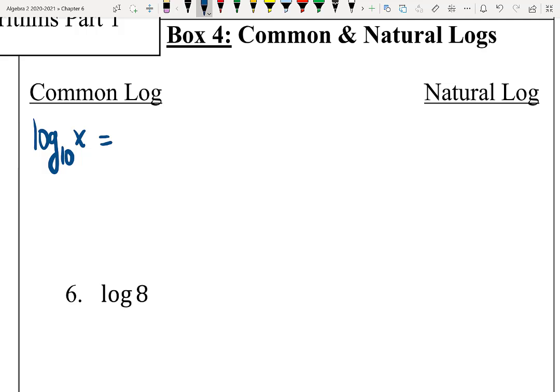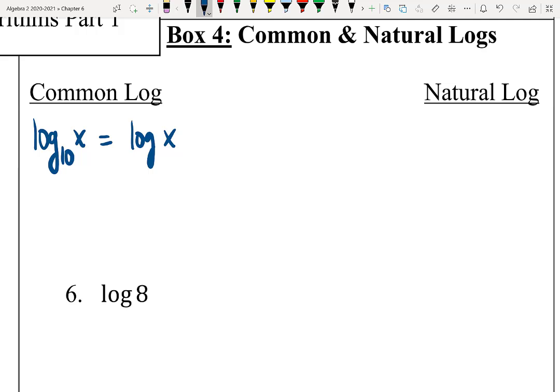Because this is something we use quite often, if we write just log of x, if we don't see what that base is, we get to assume that it is base 10. It is our common log. And there is a keyboard shortcut for that. If you're on your calculator, the log button that just says log of then a number, that's doing the common log for you. Our other one is our natural log.